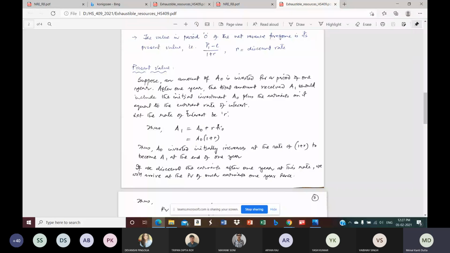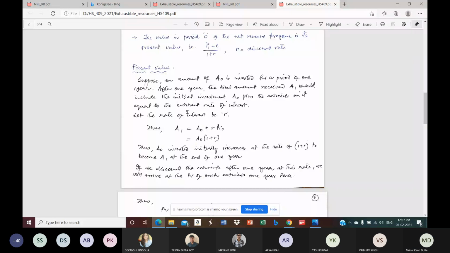Of course, along with these, in the case of exhaustible resources, these things can also be explained and established with the help of mathematical equations. We'll try to do that as well, if time permits. But there are certain other things which should also be taken into account while talking about exhaustible resources.